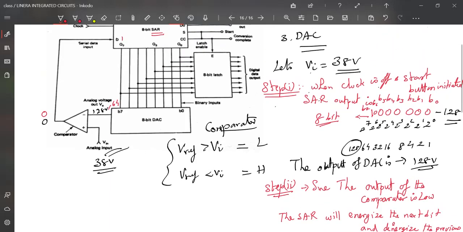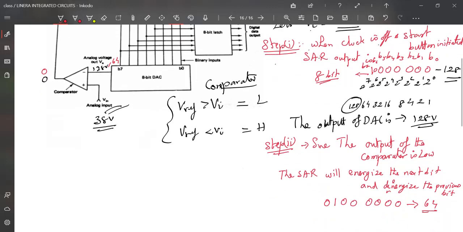So the next bit will be increased. This will become 0 and this will become 0 and the next will be 0. So in step 3, the third bit will be energized. So this will become 0 and the third bit will become 1 and other bits are 0. The corresponding equivalent digital to analog conversion value will be 32. Now the voltage is 32.